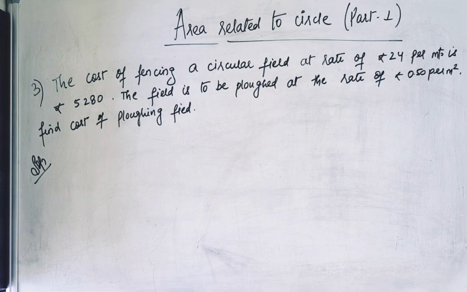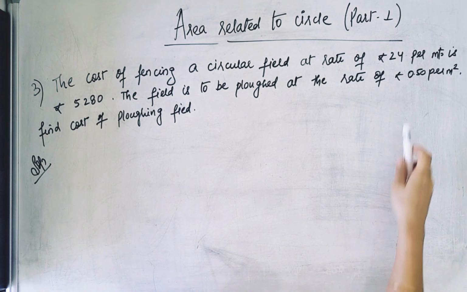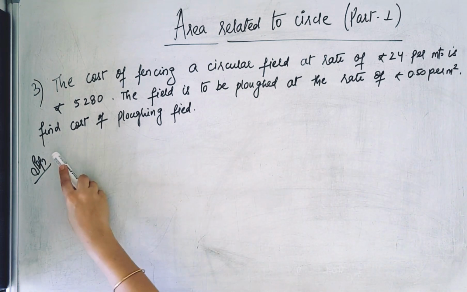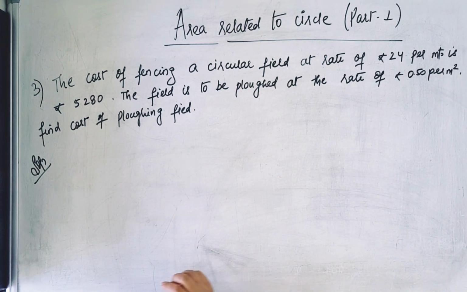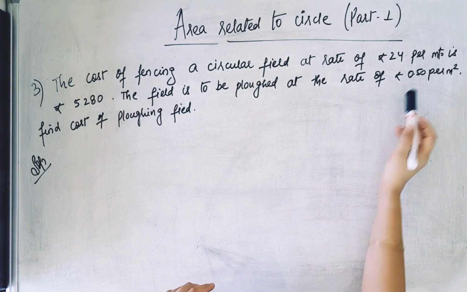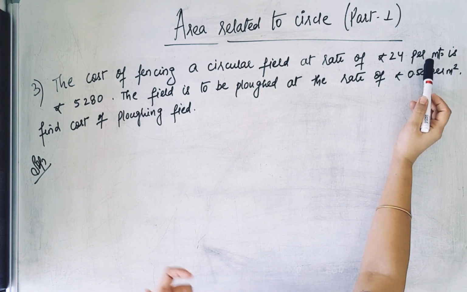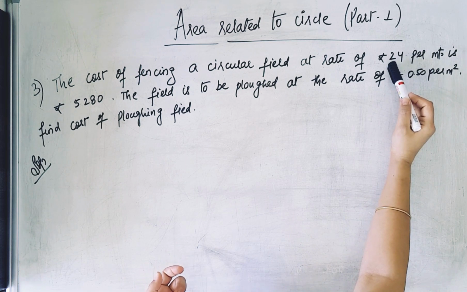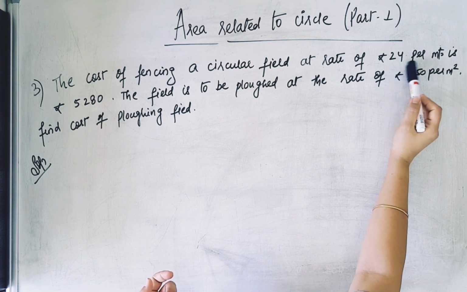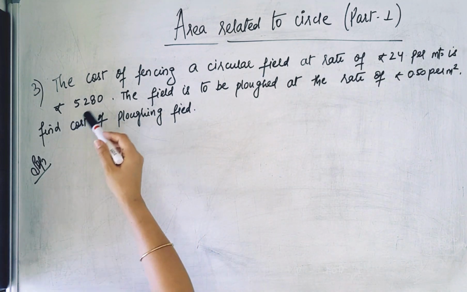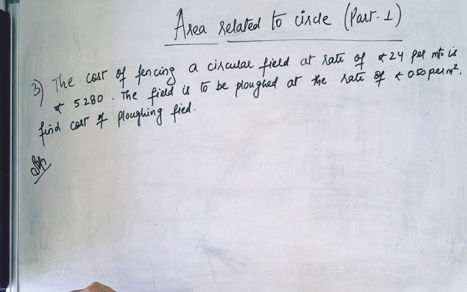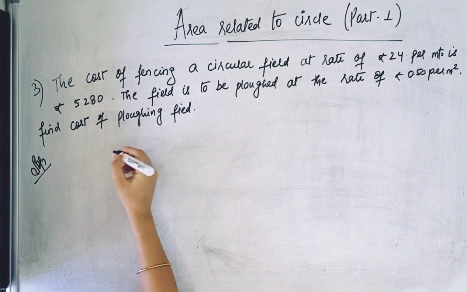Now, the question is, the cost of fencing a circular field at the rate of rupees 24 per meter is rupees 5280. The field is to be ploughed at the rate of 0.50 per meter square. Find the cost of ploughing the field. Now see what they have given: that for fencing 1 meter of the circular field, how many rupees are required, that is 24. So for the total meters, what cost we have spent, that is 5280. So see how we'll solve this question.